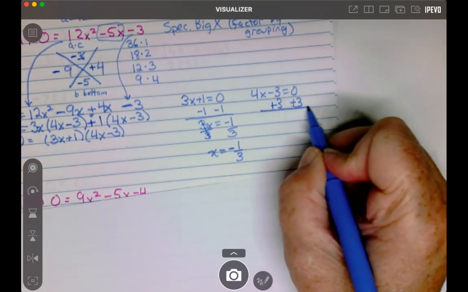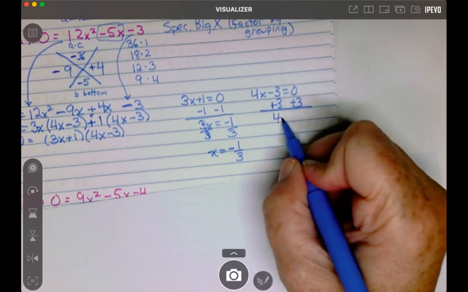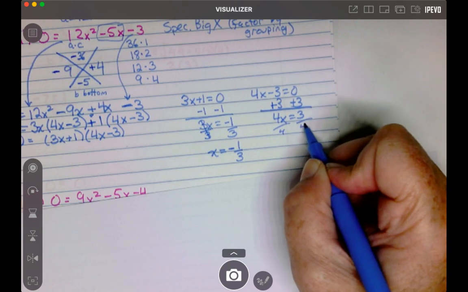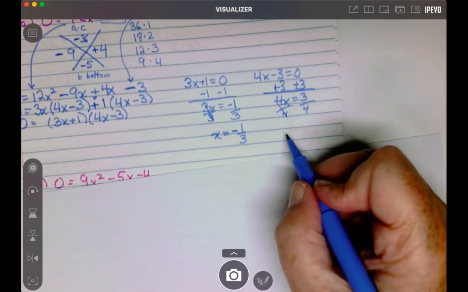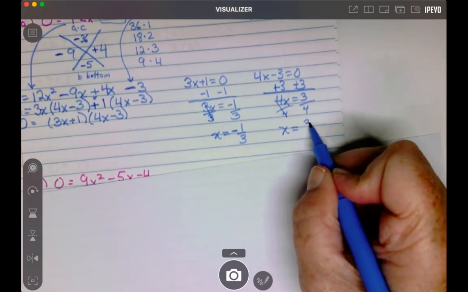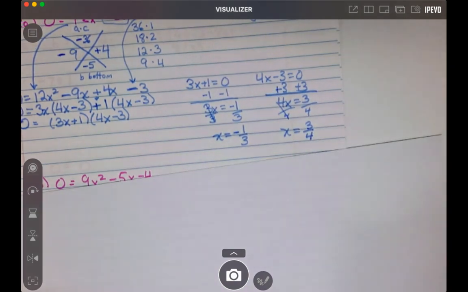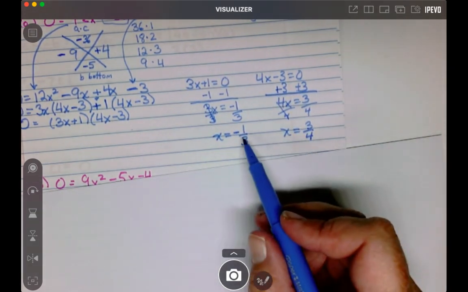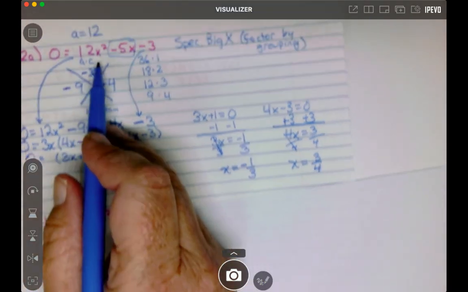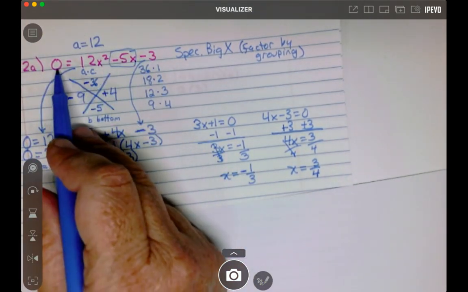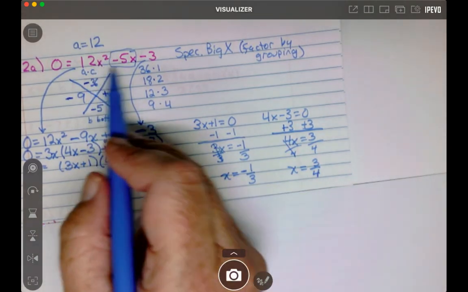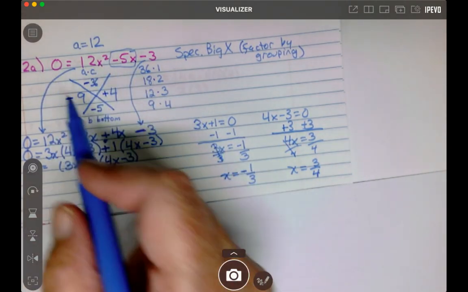3 to both sides of the equal sign. I get 4x equals 3, divide by 4, divide by 4, and now I'm down to 1x equals positive 3 over 4. And those are my solutions. If I wanted to substitute negative 1/3 into this original equation and do all the work, I would get 0. If I plugged in positive 3 over 4 into this original equation and did all the work, I would get 0.